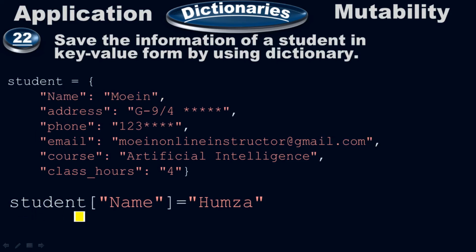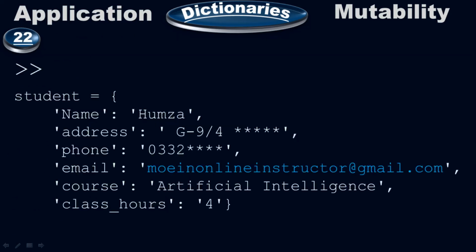Now if I put student of name equals to Hamza, it will replace Moein with Hamza. Simply put Hamza inside the quotes. But don't forget, we have to put name inside the square brackets with the student. Student is the dictionary name. Now if I take print of student, it will return this output. This time the value of name is Hamza.